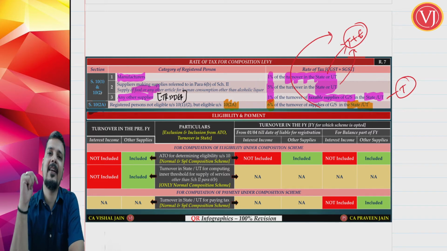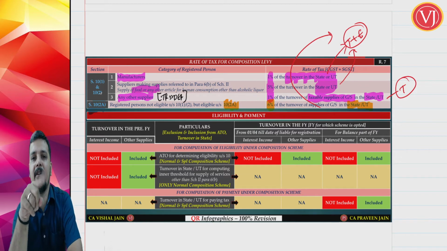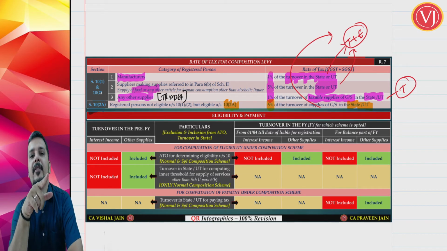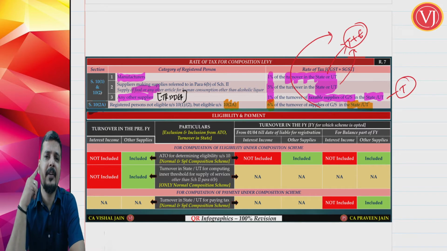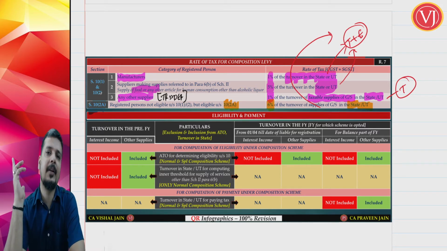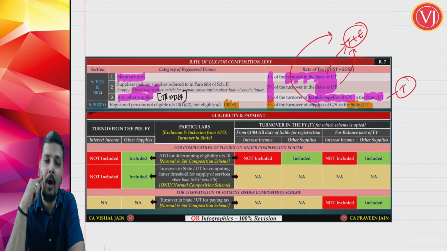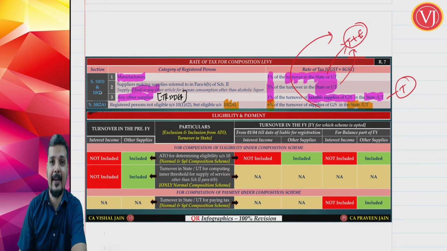And friends, these rates will always be CGST, SGST, which means if it is 1%, it is 0.5% CGST, 0.5% SGST. If it is 5%, 2.5% CGST, 2.5% SGST. If it is the special composition scheme, 3% CGST, 3% SGST. Why so? IGST can never be there, because if you are under the composition scheme, you cannot have interstate outward supply. So it is always CGST, SGST. That is all about the rate.